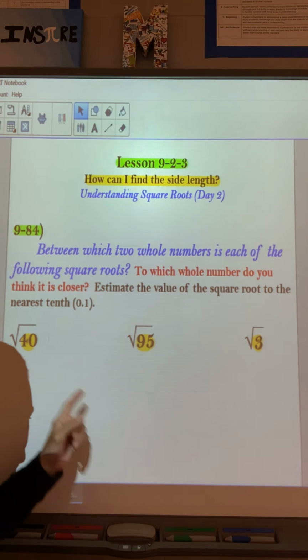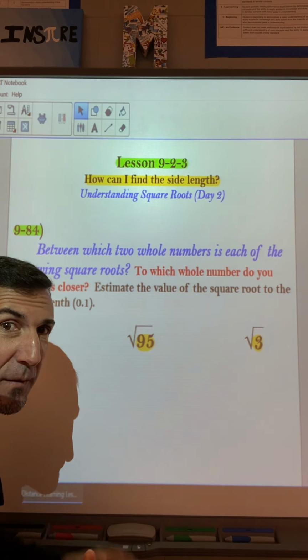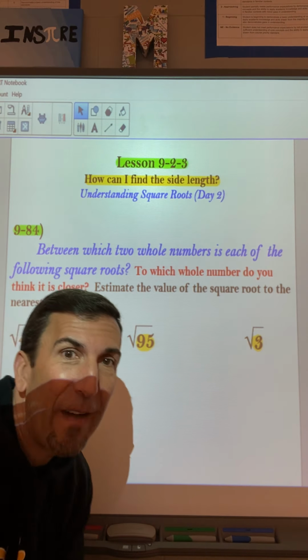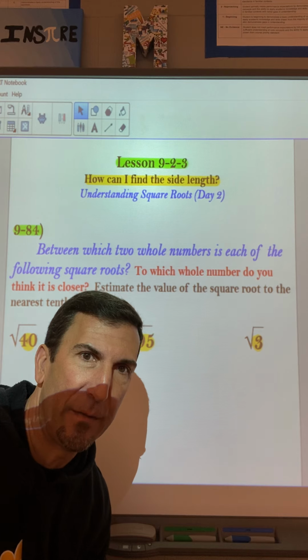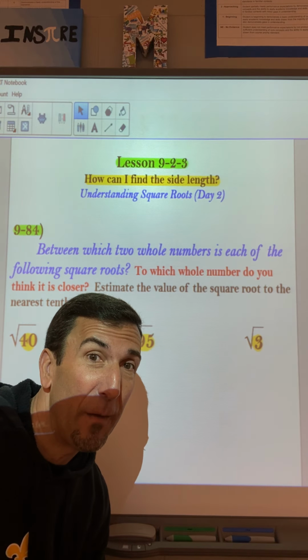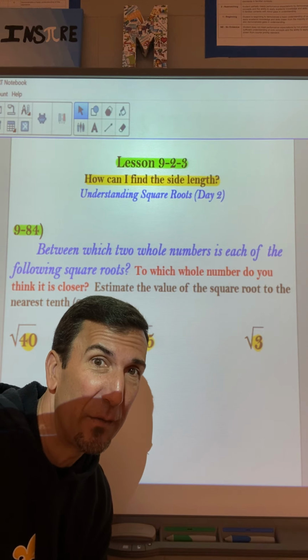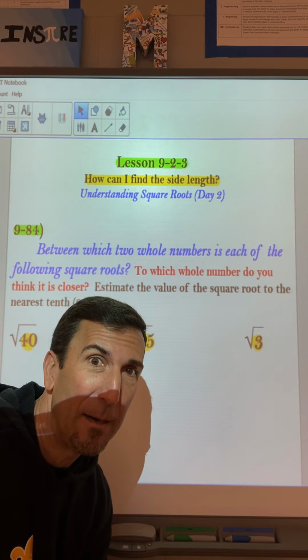Okay, so first we got to find which two whole numbers this is closer to, which goes to the fact of what I told you last time. We need to know our perfect squares. We should be able to figure out which two whole numbers this is closest to. That's got to be automatic.